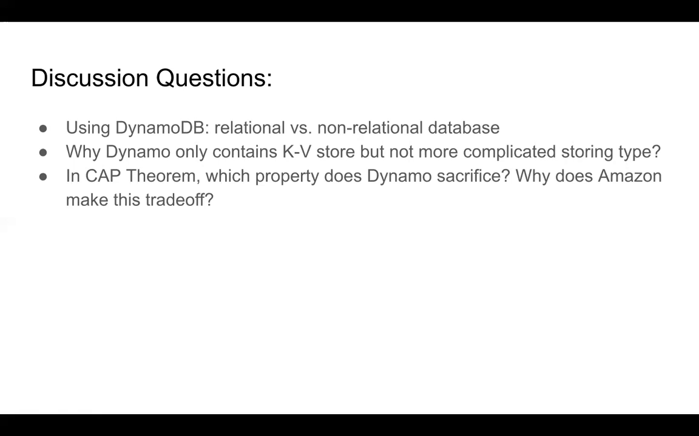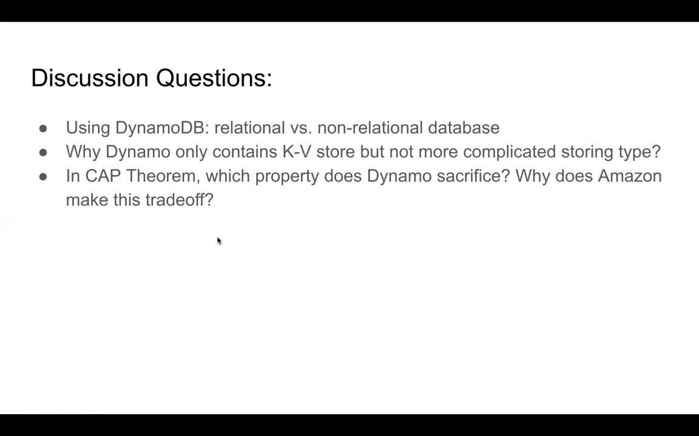And my second question is, as we all know, in a relational database we can have multiple columns. So for example, if we want to create a student database, we can have student name, student ID, student major, and student contact information. We can have at least 4 columns. But DynamoDB is designed to only support a key-value store, which is basically 2 columns. Why does Dynamo support this design, but not more complicated storing types?